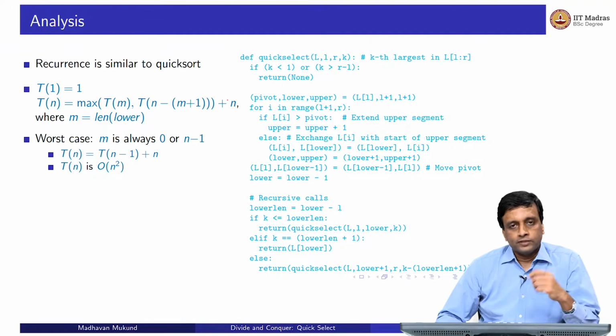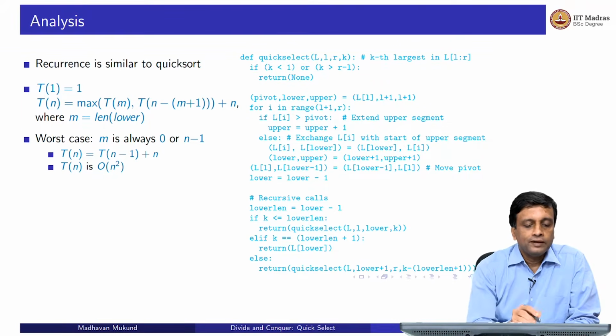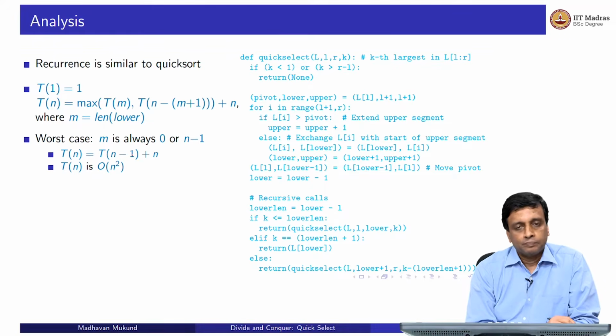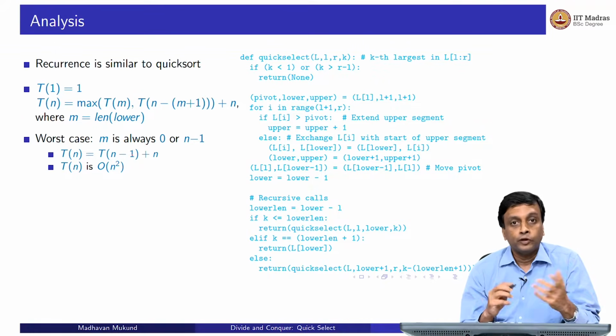So m will be either 0 or n minus 1, and I can engineer it so that this happens with every recursive call. Every recursive call, this maximum might well be where m is 0, for example, so it will be T(n minus 1). So in the worst case, quick select will also have a recurrence which says T(n) is T(n minus 1) plus n, just like the worst case for quicksort, even though we are doing only one half.